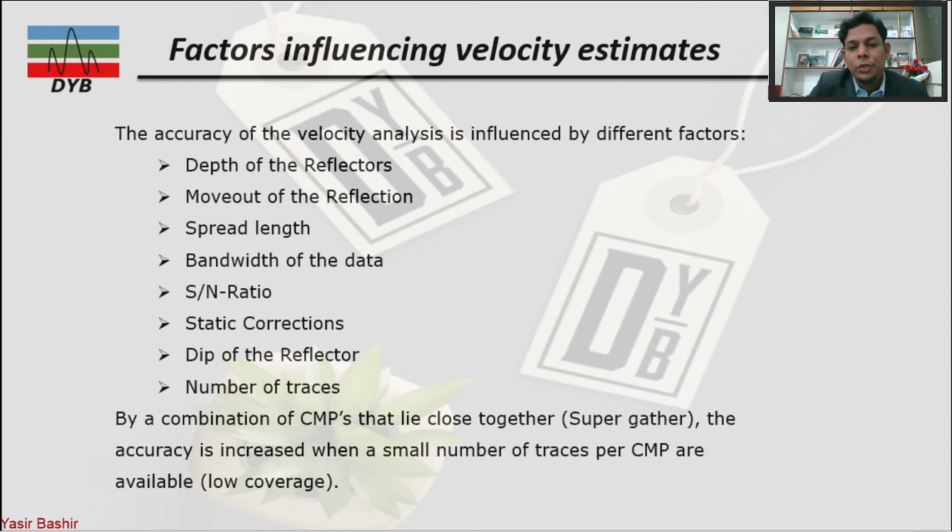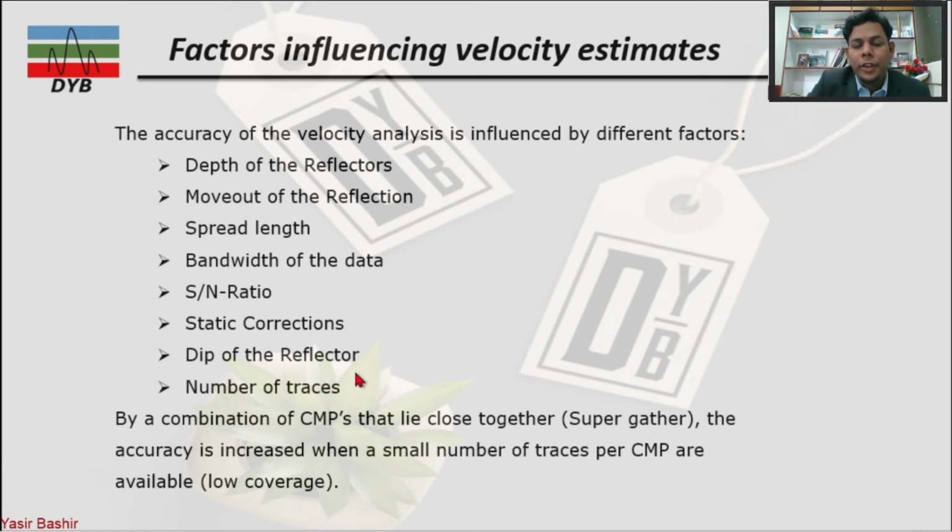And also signal to noise ratio. If you have low signal to noise ratio, then probably you cannot pick the correct velocity. Then static correction is one of the factors, because if you have low velocity or unconsolidated materials here, your velocity will be low in the upper region, and then you will have difficulty.